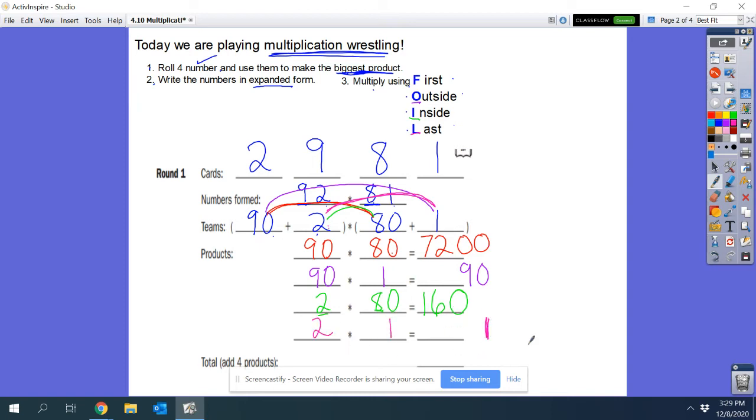Oops, and see, even when I was writing down 160 up here, I forgot to line it up. So let me go back and do that. Also, I don't like the green because it's hard to see. What if we did it in brown?